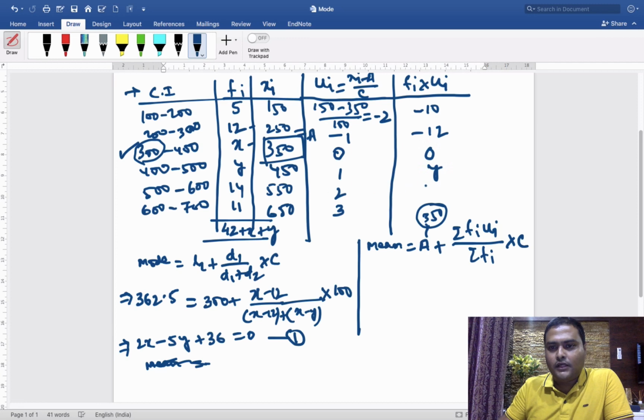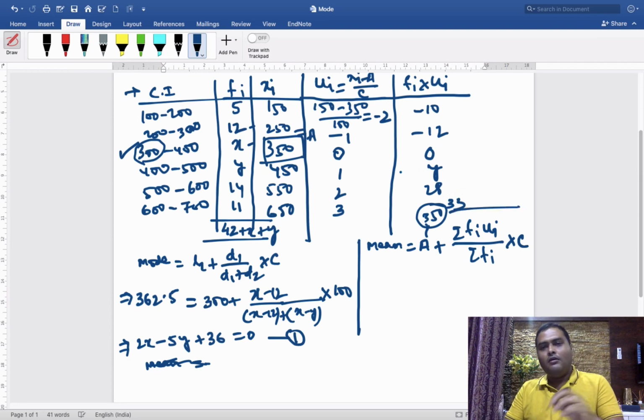14 into 2, 28, right? And 11 into 3, 33, correct? So this you have already calculated. Now, can anyone tell me why I have considered 350 as an assumed mean, not 250 or not 550? Yes, you are right.